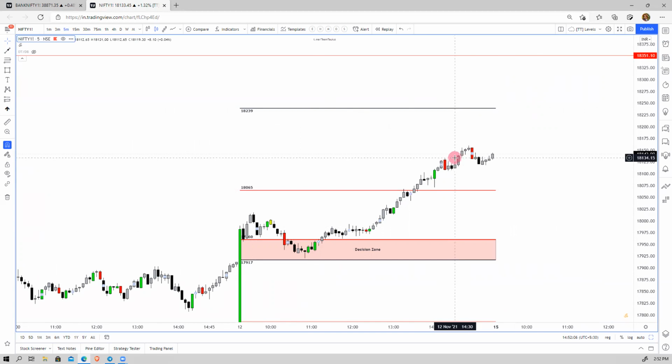So exit here, that is 18,134, 18,130, or else 18,112. You entered somewhere around 79.67, let's say 70, and you are somewhere around 130, 160, 50 points plus. So that will be a good trade.